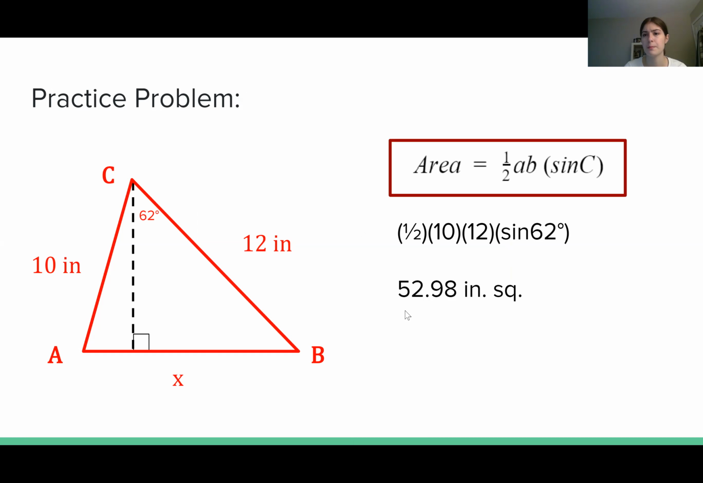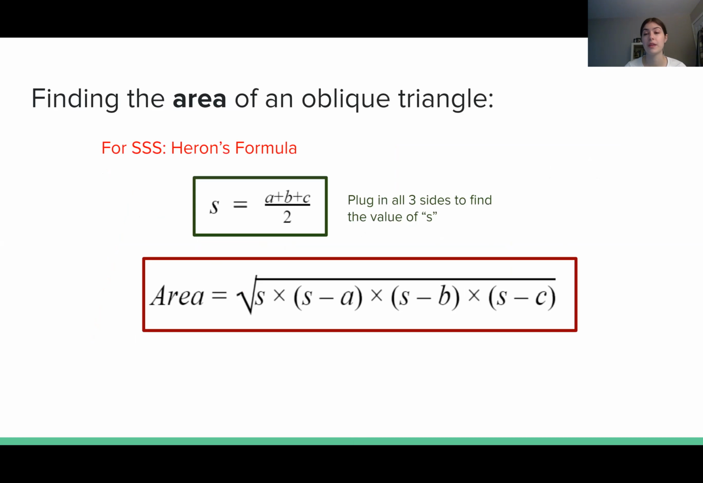Pretty simple formula. All right, now there's another formula that we're going to use. And this formula is going to be used when we are given side, side, side. So we're given an oblique triangle. We're given the lengths of all three of the sides, and we want to try to find the area of this triangle. Well, this is how we would do it.